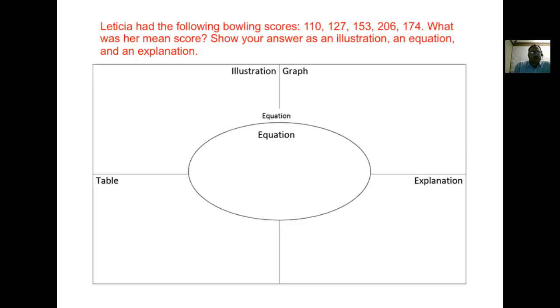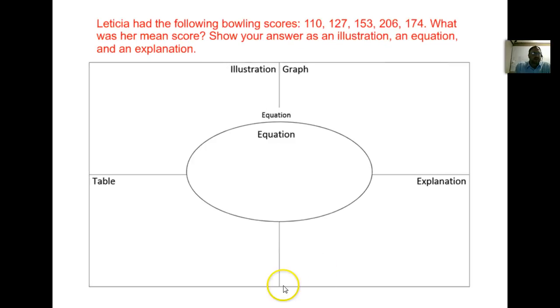I think what I want to do is start out with the explanation so that we make sure we're on the same page there. I'd like you to pause the video now and come up with your own explanation for finding the mean, and after you've got that, turn it back on and I'll walk you through the next step.